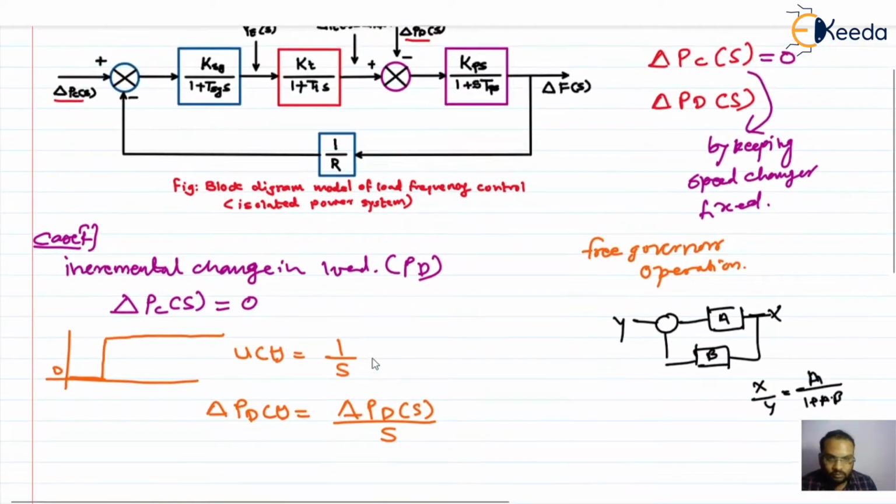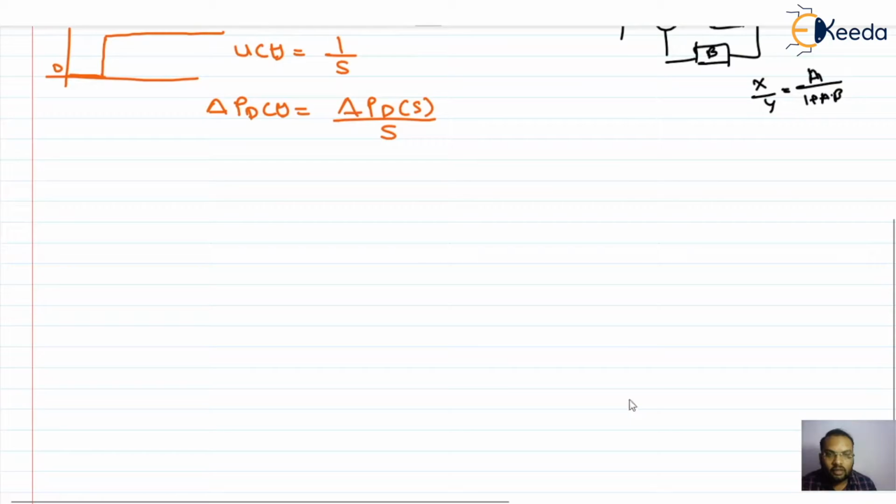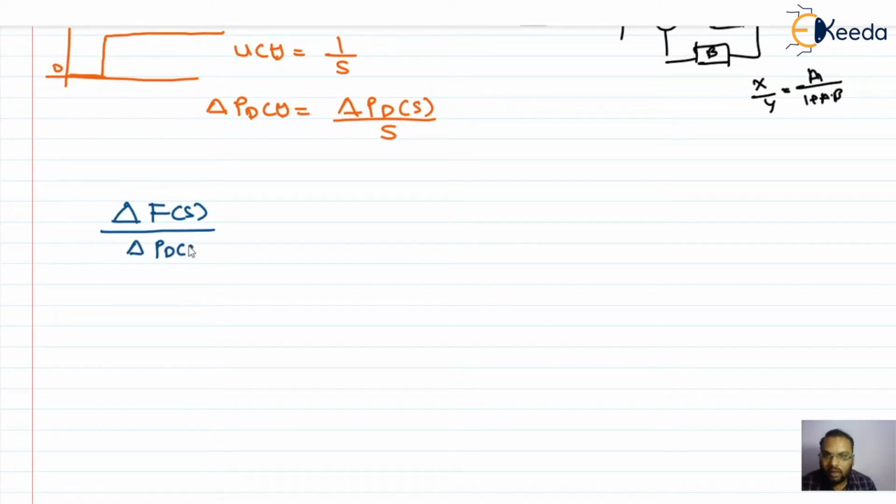Now, this would be the output, the change in the frequency delta F, and this will be the input. So now I want output by input for this block diagram. What we have to do is get this transfer function. Let us try to get this transfer function delta F of s. Of course, this is the output, and the input would be delta PD of s upon s. This is the input.